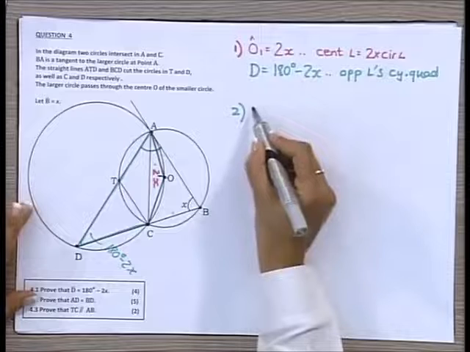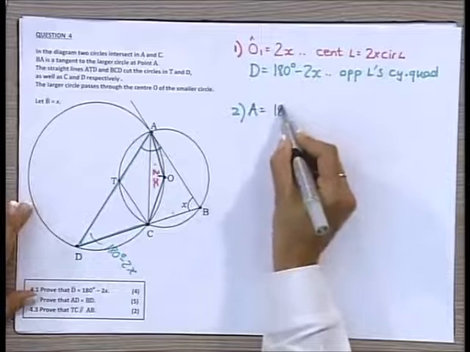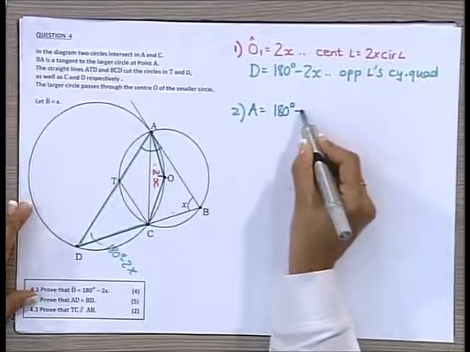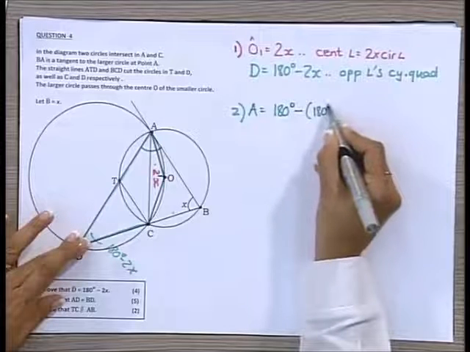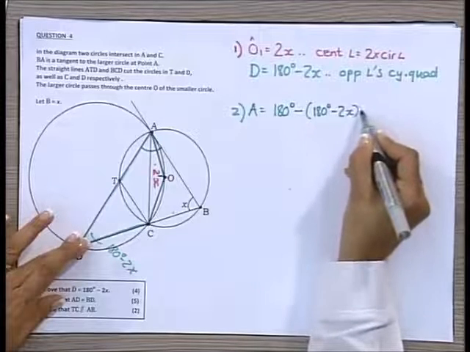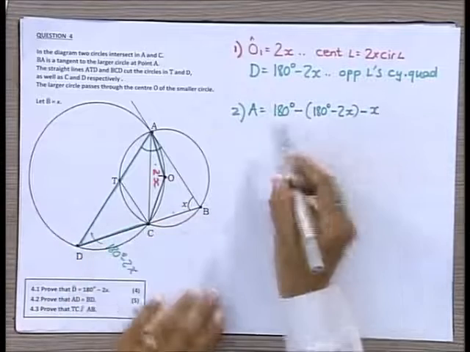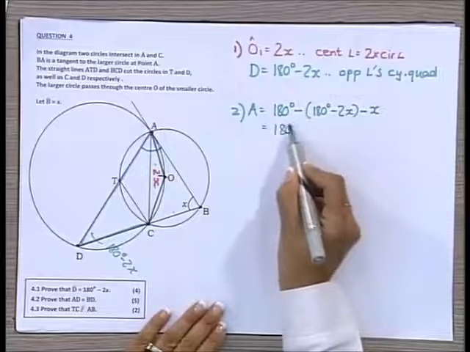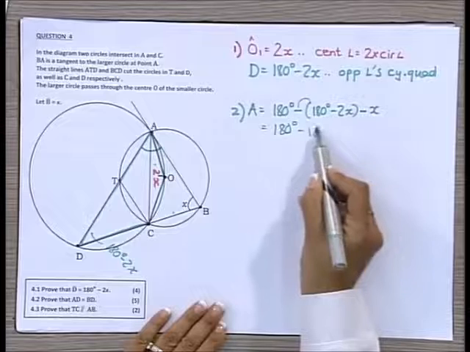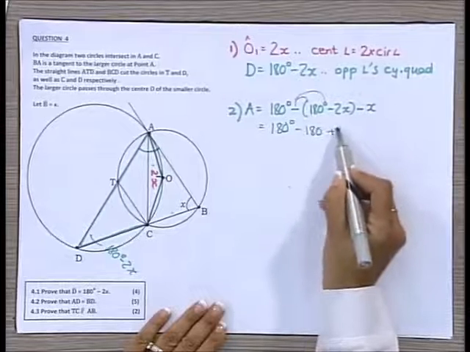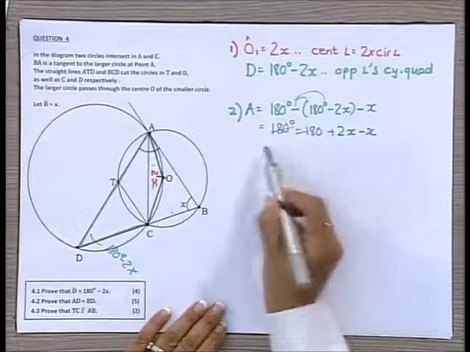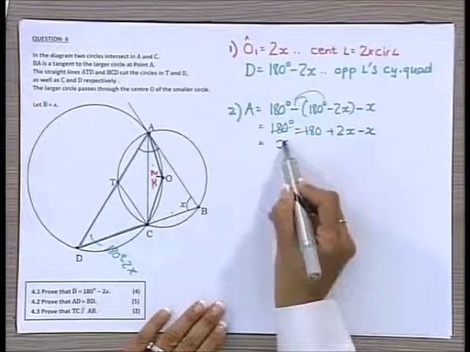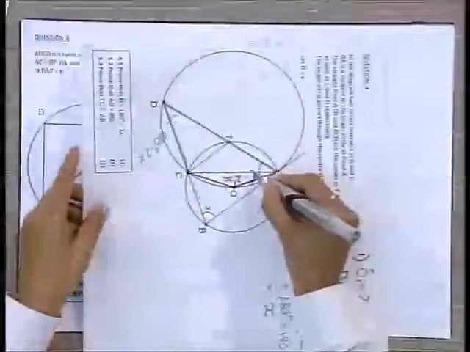You're basically going to say that angle A is 180 minus, what's the size of this? 180 minus 2x minus x. Look everyone, this is 180. Take your minus in. Take your minus in. Minus x. What do you see? What is 2x minus 1x? It's x. You have just proven that A is x.